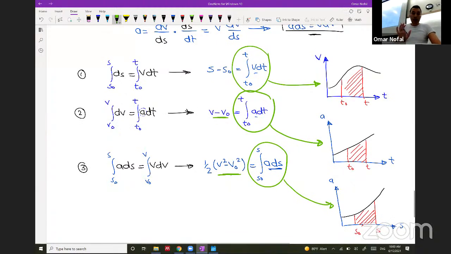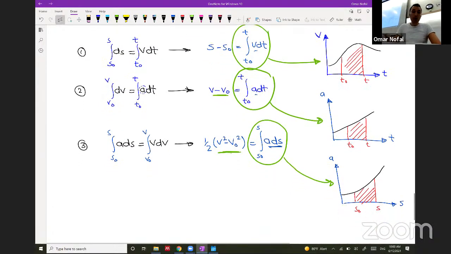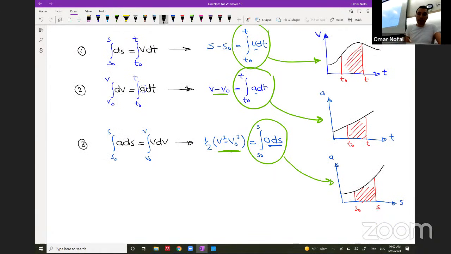So this is the most important differential and integral relationship. So let's get to a special case. If the acceleration is constant, what will happen? Constant acceleration.